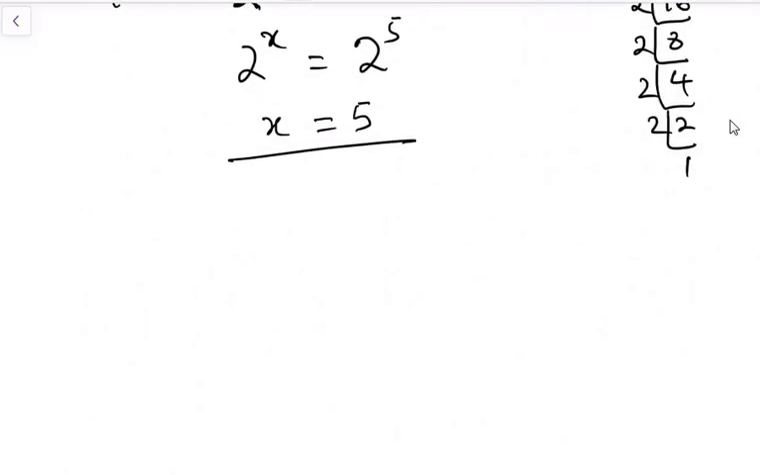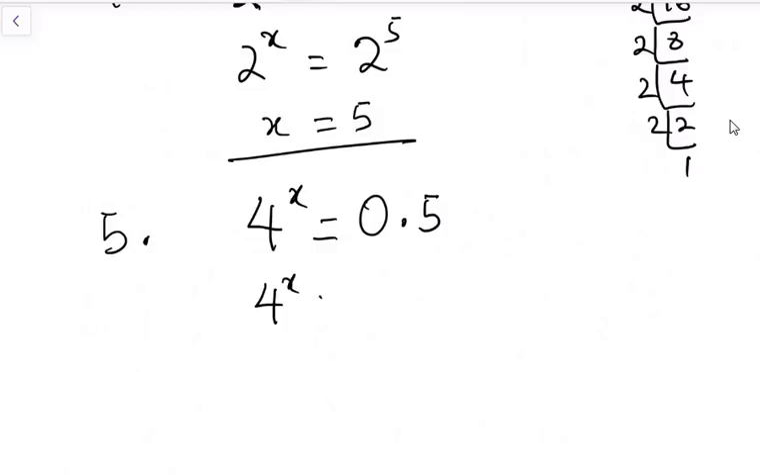Now for number 5, look at question number 5. It looks a bit strange. We have 4 raised to the power x equals 0.5. You might wonder, we didn't talk about decimals. We can also reverse. And how do we reverse? How do we get 0.5? By having 4 raised to the power x equals 5 over 10. And that gives us 0.5 from decimal to fraction if we reverse it that way.